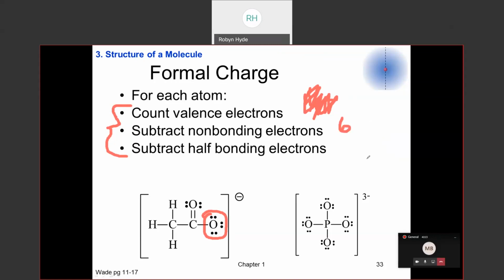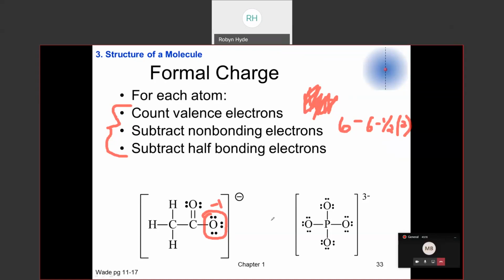Okay, 6 valence electrons minus, how many non-bonding electrons does this oxygen have? What I can see is I have 3 lone pairs. So how many non-bonded electrons do I have? I have 6. And then I subtract from it half of the bonded electrons. So 1/2 times, and I show 1 chemical bond. 1 chemical bond holds how many electrons? 2. So it's 1/2 of 2. So that would be 6 minus 1/2 of 2. And so that oxygen has what kind of a charge? It has a -1 charge.